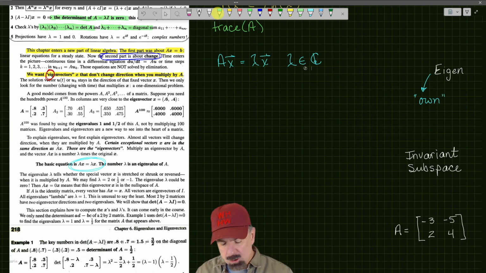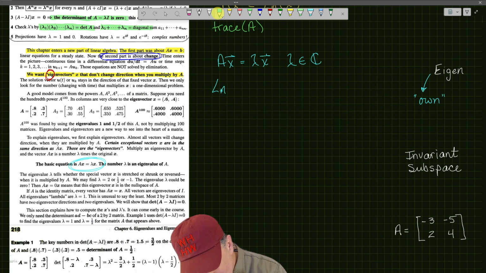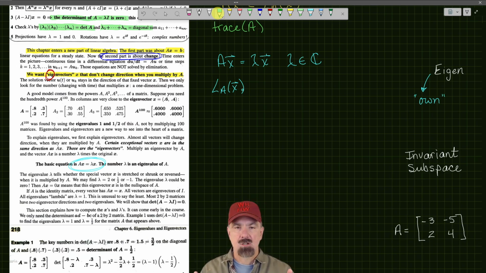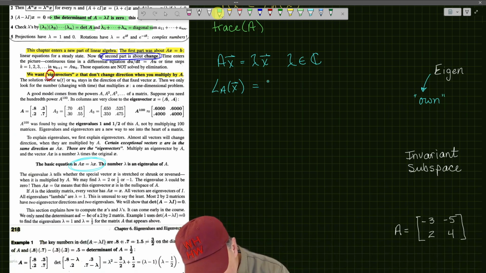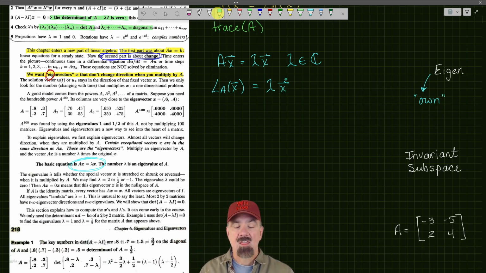So what we are looking for, if we think about this as the linear transformation, we are looking for vectors that when they get mapped by A, end up staying in the same subspace. They end up staying in their span. Because what we're going to get out of this is just a scalar multiple of the same vector. That's what eigenvalues and eigenvectors are.